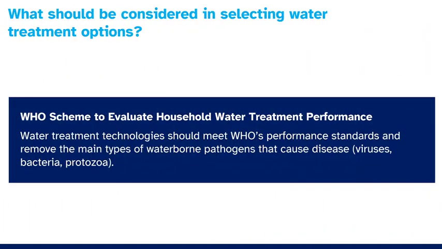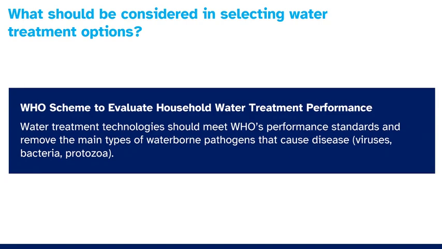Effective treatment methods must safeguard against all pathogen classes and be able to cope with changing water quality due to climate change or other factors. To help you select which water treatment technology to use, WHO evaluates various technologies under the Household Water Treatment Scheme. This international initiative assesses the microbial performance of on-site water treatment technologies against WHO health-based criteria.